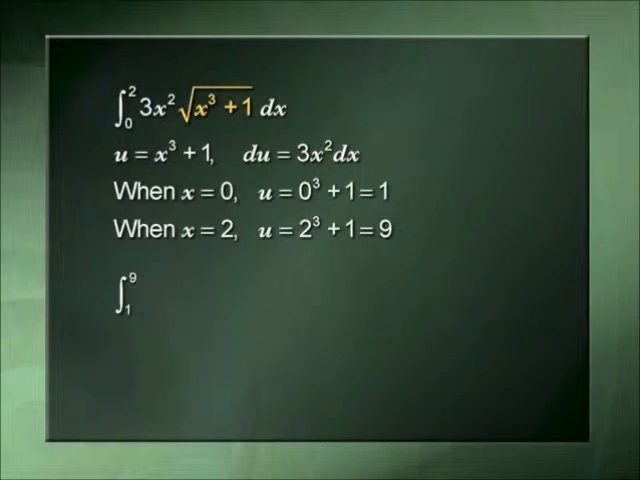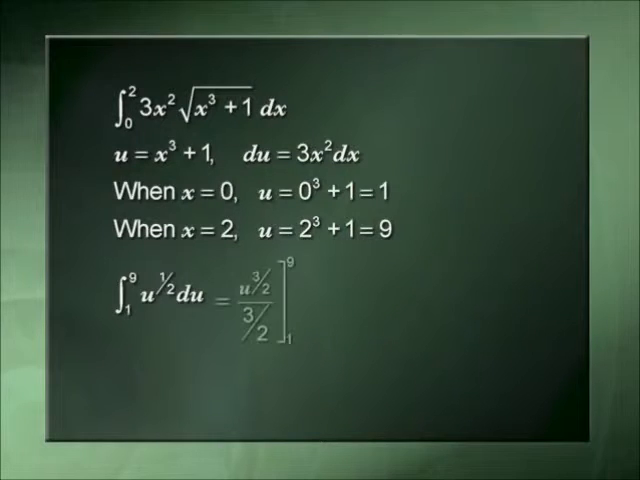The square root of x cubed plus 1 becomes the square root of u, or u to the 1/2, and the 3x squared dx becomes du. So we're left with the following problem completely in the u variable. From 1 to 9, u to the 1/2 du. It's as if we were given another problem. In a sense, you can forget the old problem. Let's solve this one. It's pretty easy.